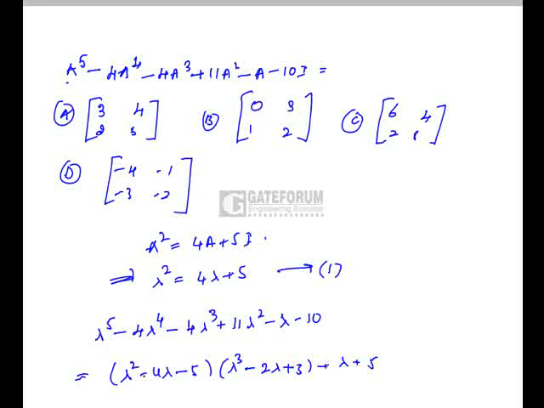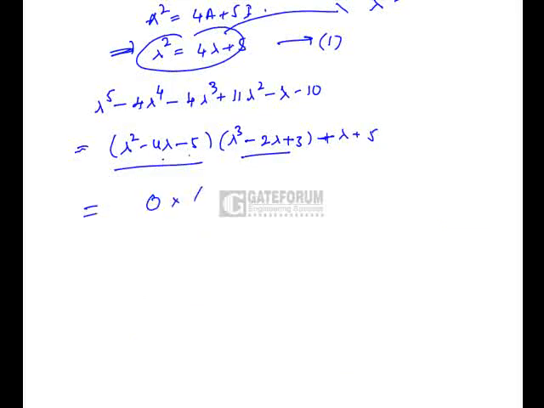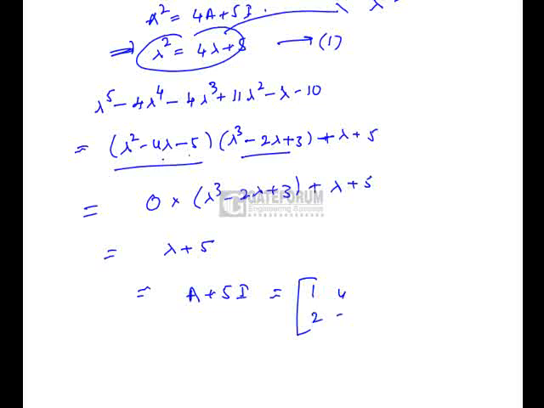Now, we have to factorize this in such a way that we can use equation 1, that is λ² − 4λ − 5 = 0, so that the simplification will be easy. So I have factorized it: (λ² − 4λ − 5) into some expression plus λ + 5. Now this will be 0 times (λ³ − 2λ + 3) plus λ + 5. So this is nothing but λ + 5, which can be written as A + 5I. A is nothing but [1 4; 2 3], plus 5I is nothing but [5 0; 0 5]. If we add, it will be [6 4; 2 8], which is nothing but option C.